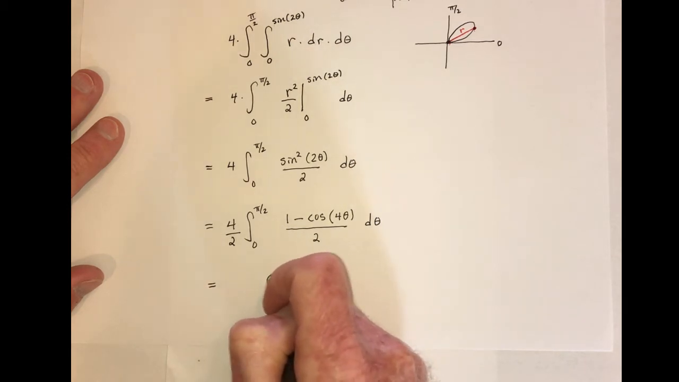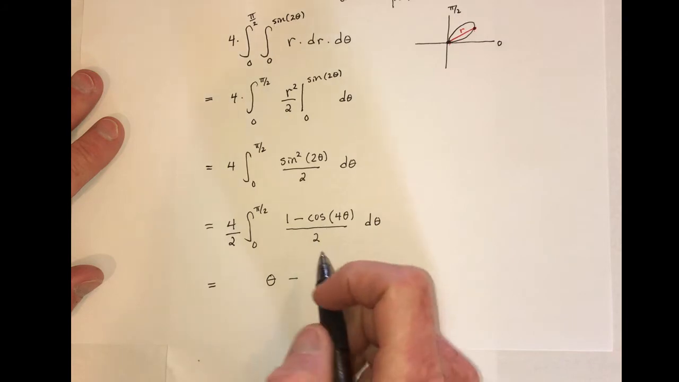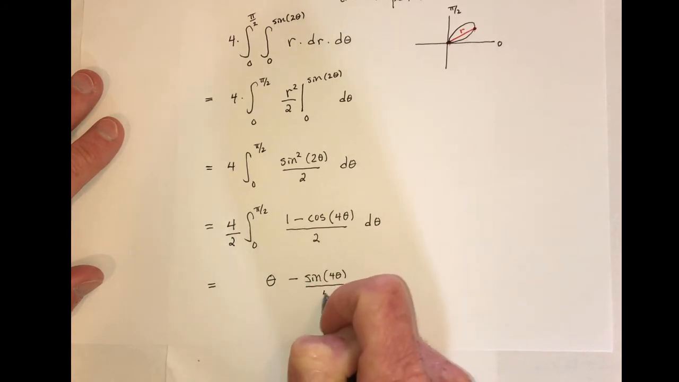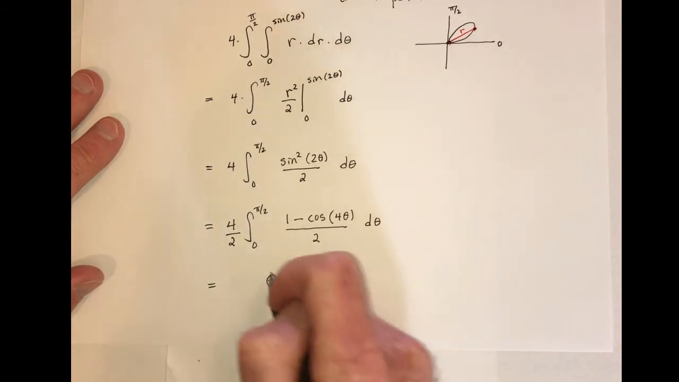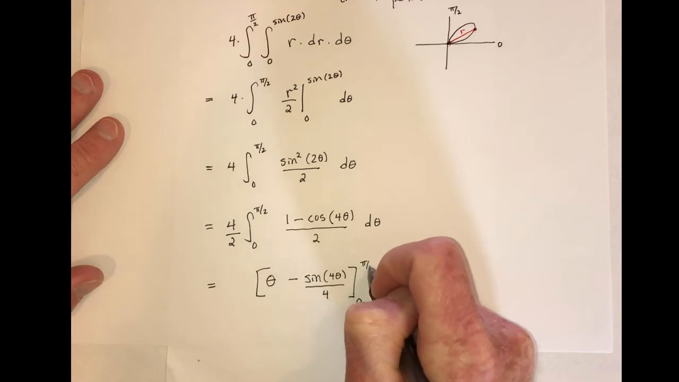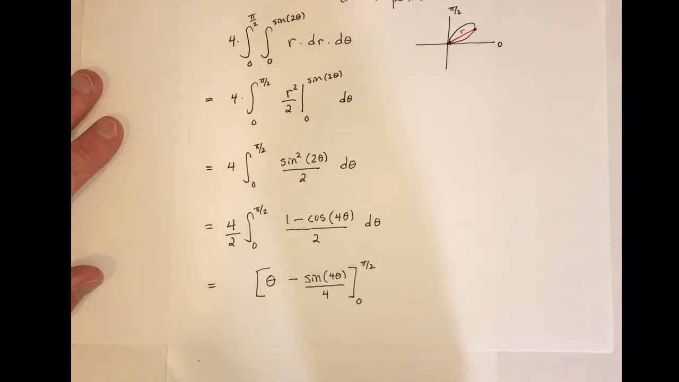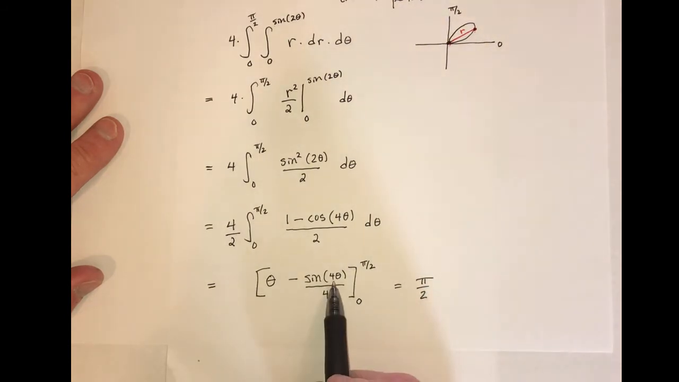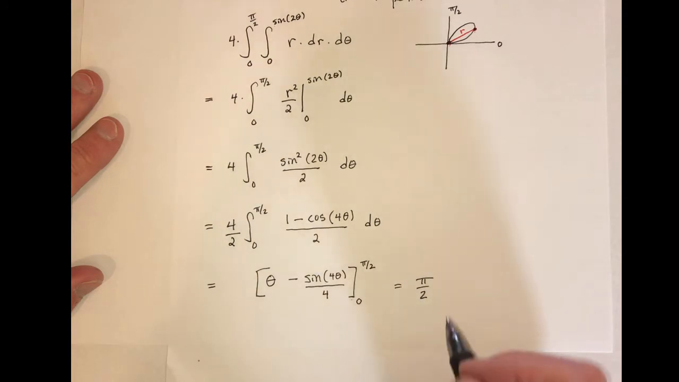So that's going to be theta. The antiderivative of cosine is sine of 4 theta. And then because of the chain rule, we need to divide by 4. And then all of this gets evaluated from 0 to pi over 2. So let's see, you substitute a pi over 2. And then when you substitute the pi over 2 here, that's going to be sine of 2 theta, which is 0. And then substitute the 0, so that's 0. And the sine of 0 is also 0. So the only thing left is pi over 2.